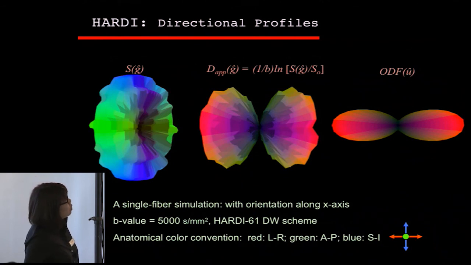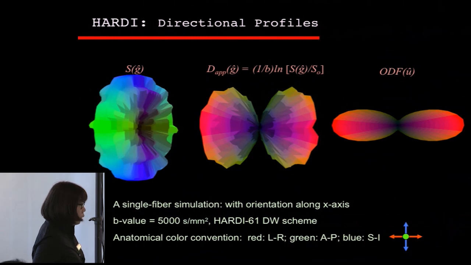These figures show the directional profiles from the signal, ADC, and ODF. The simulated fiber is along the x-axis with the anatomical color convention, like Christine just described: red for left and right, green for anterior and posterior, and blue for superior and inferior. With the fiber along the x-axis, this is the signal profile directly output from the MRI scanner. This is a planar disk on the YZ plane. This is because the longitudinal diffusivity along the x-axis in this case is much faster than the perpendicular diffusivity, and the diffusion signal decays much faster longitudinally than perpendicularly.